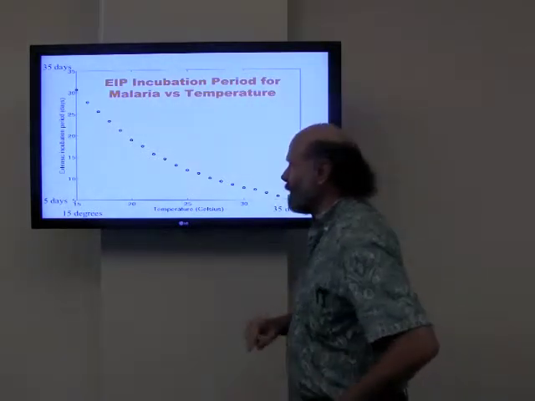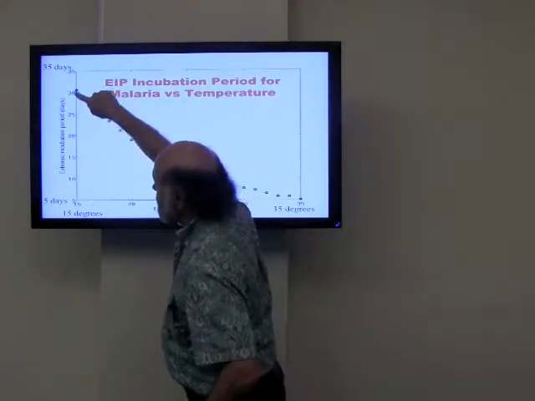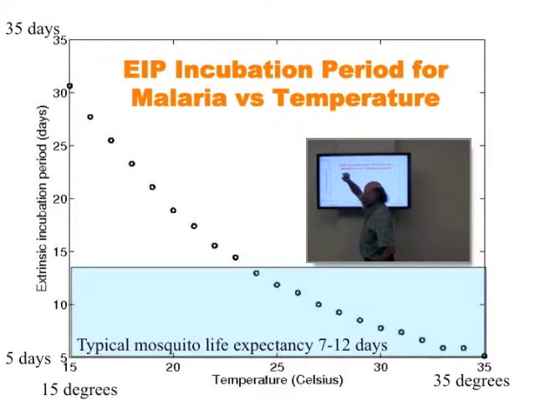Now the reason that's important, this is how long it takes the plasmodium in an infected mosquito to become infectious. If it's infected on day 0, and the average temperature is 15 degrees, it takes 30 days before that mosquito is infectious. If the average temperature is 30 degrees Celsius, it only takes about 7 or 8 days for that mosquito to become infectious. Okay? Well, here's the mosquito lifetime. These mosquitoes will never become infectious because they'll die before they ever become infectious.